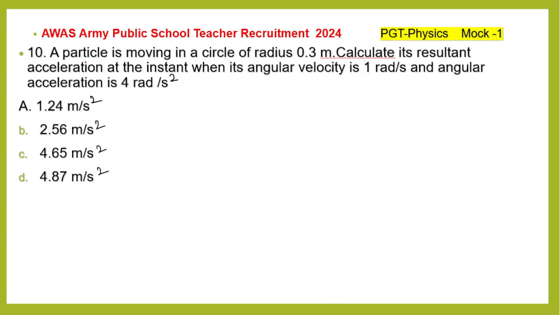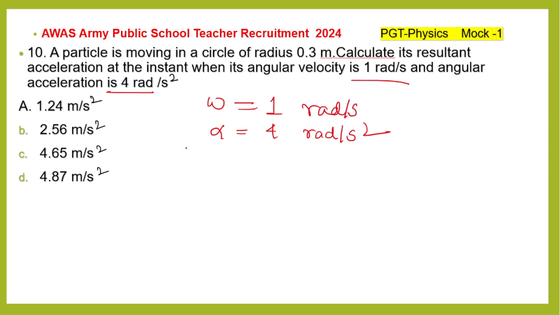Next, last question, that is the 10th question. A particle is moving in a circle with radius 0.3 meter. Calculate its resultant acceleration at the instant when its angular velocity is 1 rad per second and angular acceleration is 4 rad per second square. So as per the question, here omega, that is 1 rad per second, and alpha, 4 rad per second square, are given. So what is the formula to find out the resultant acceleration? That is at whole square plus ac whole square.